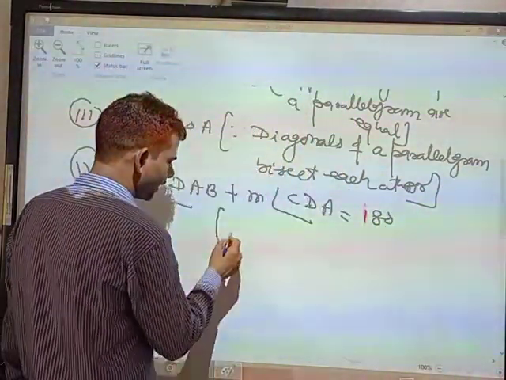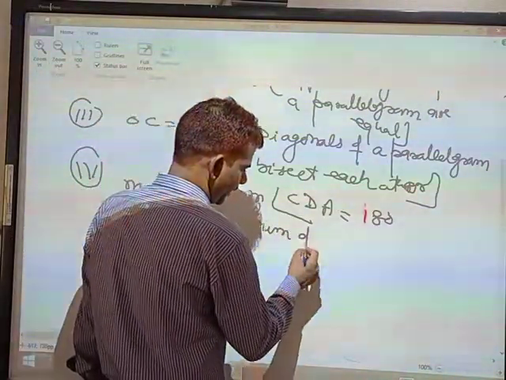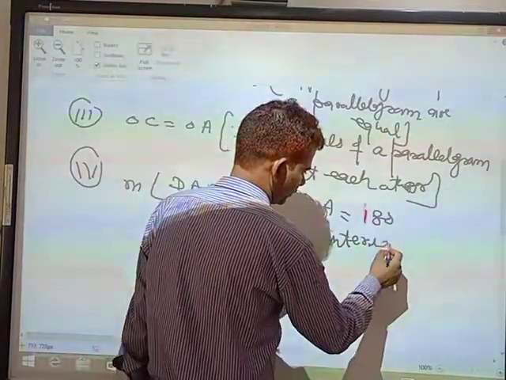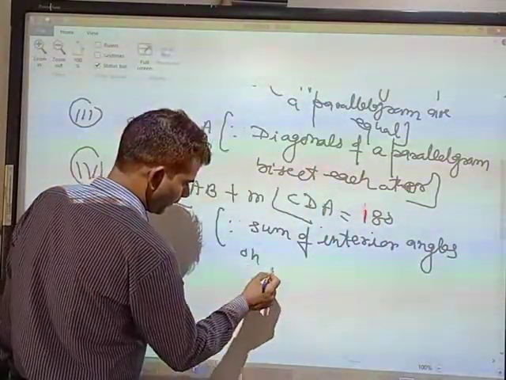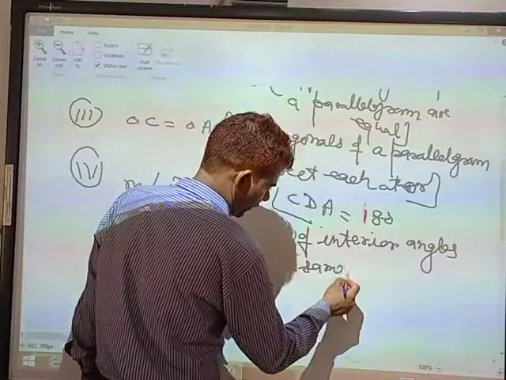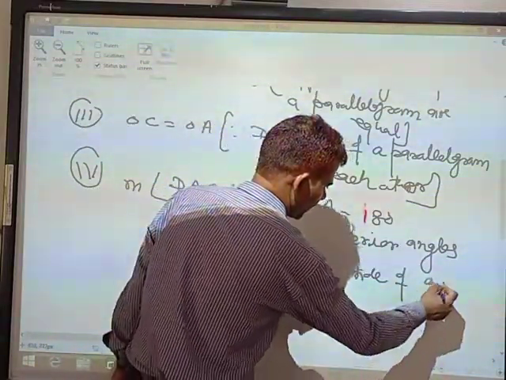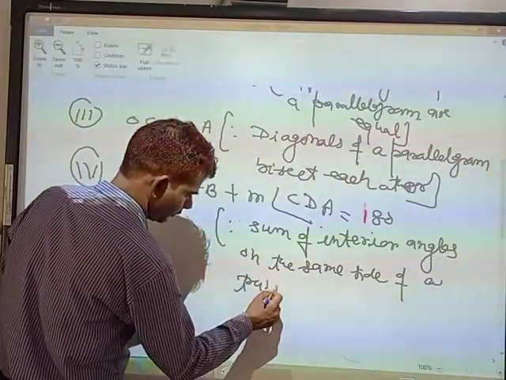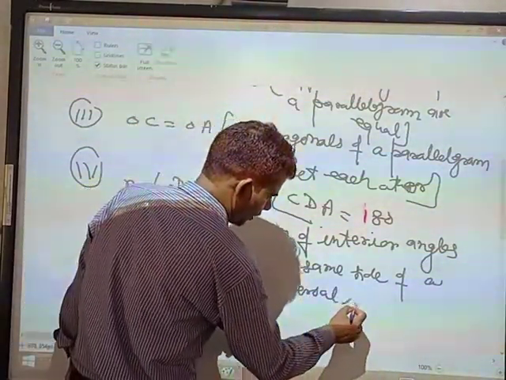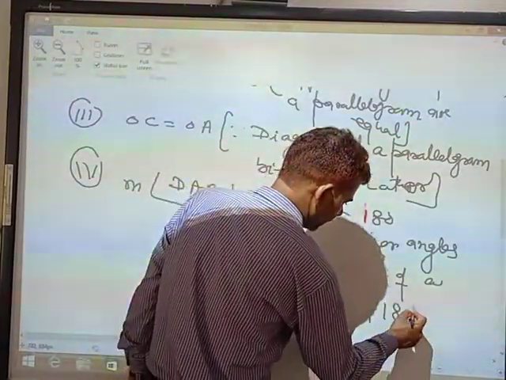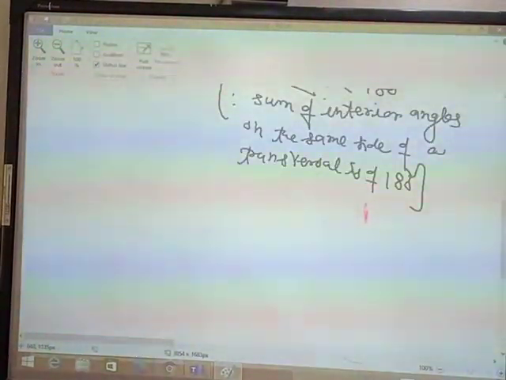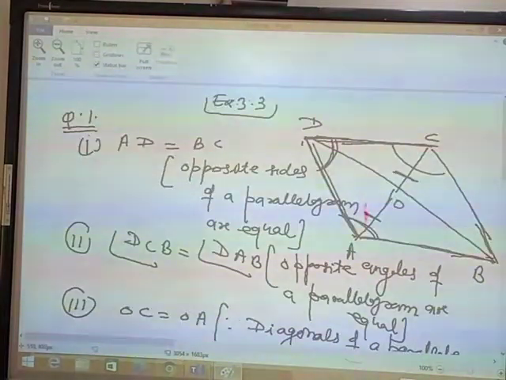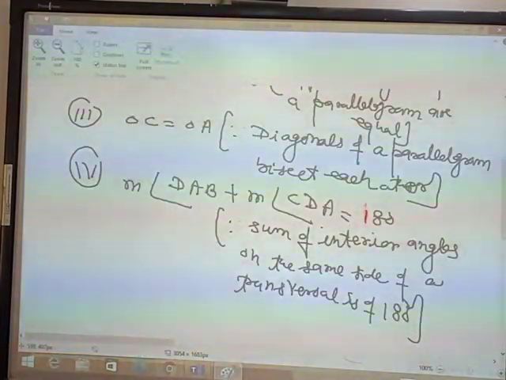Write the reason here: sum of interior angles on the same side of a transversal is 180 degrees. Students, any doubt, any problems? No, sir. Do it fast. Sir, done.